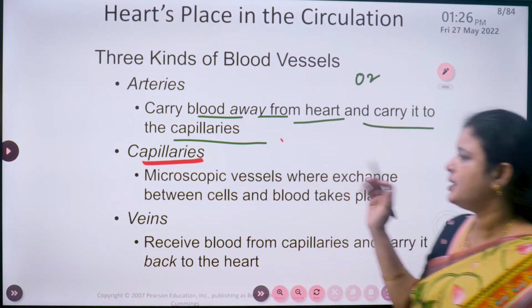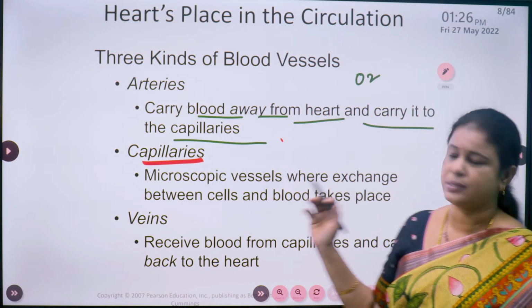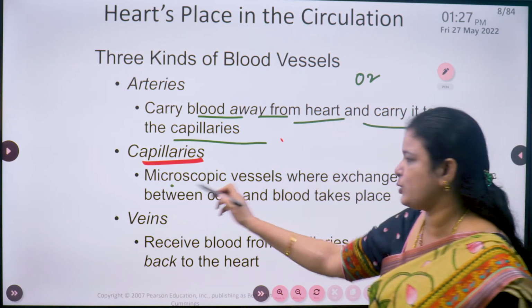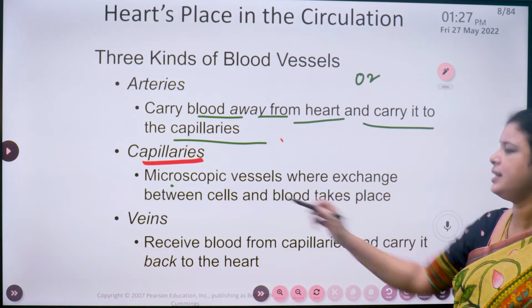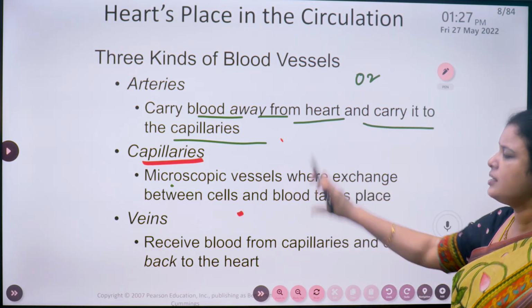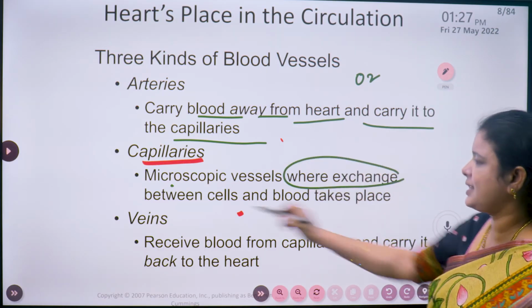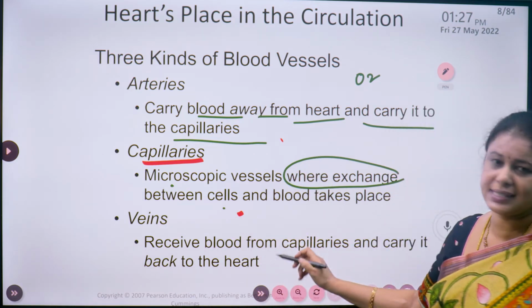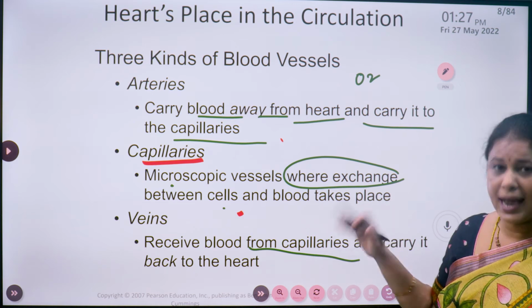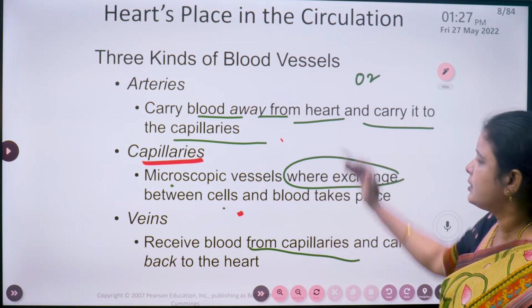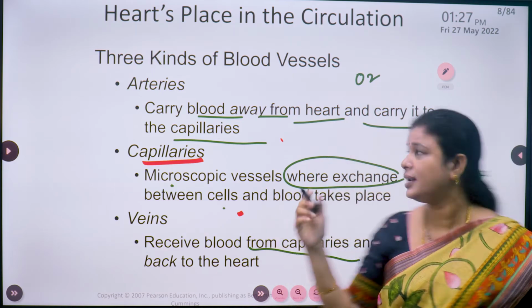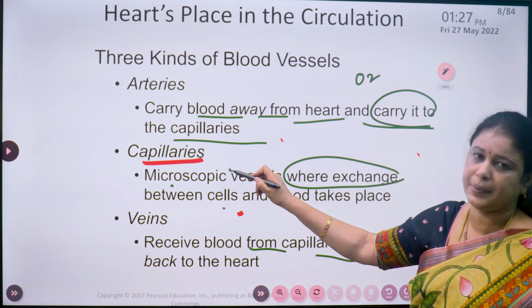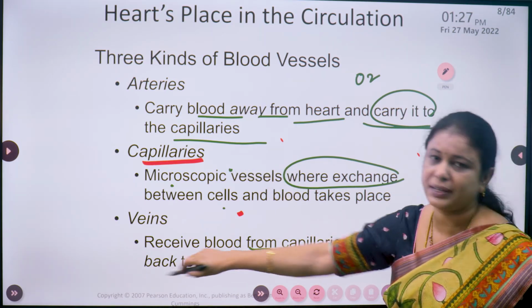Capillaries are the smallest arterioles or microscopic vessels, where exchange between cells and blood takes place. Veins receive blood from the capillaries and carry it back to the heart. Arteries carry blood away from the heart to the capillaries, and veins collect the blood from the capillaries and carry it back to the heart.